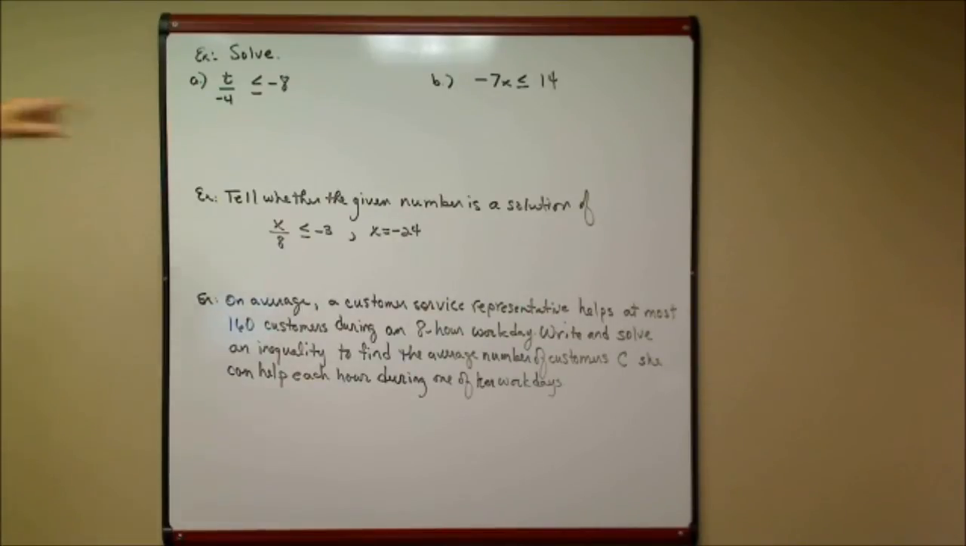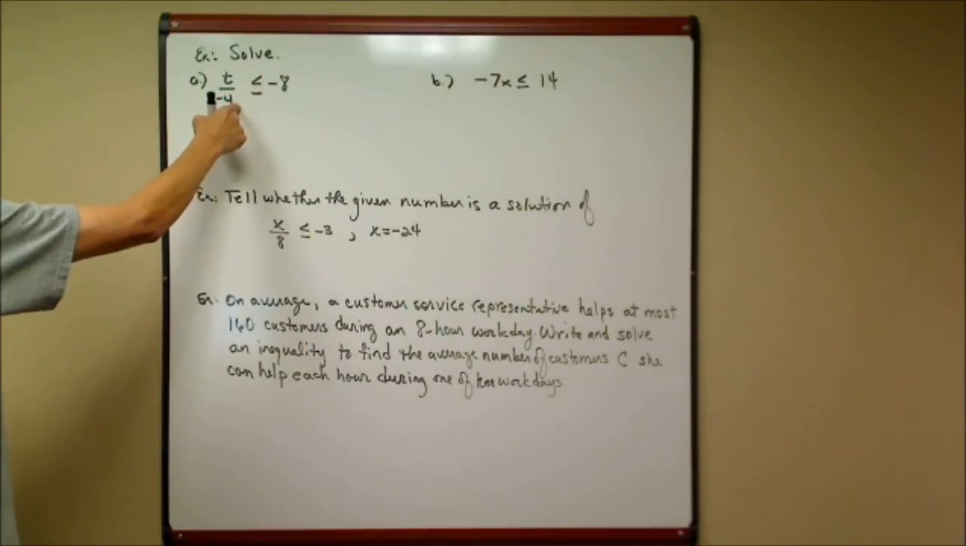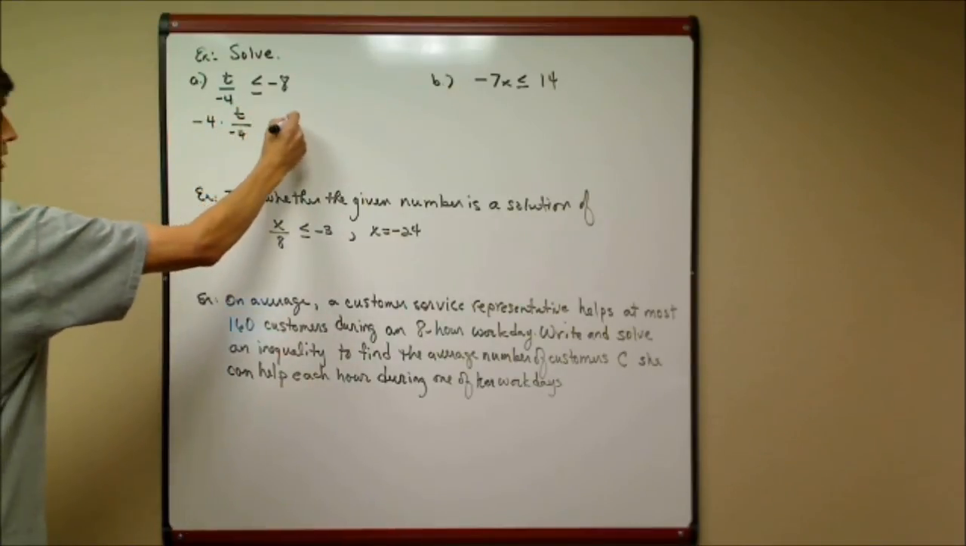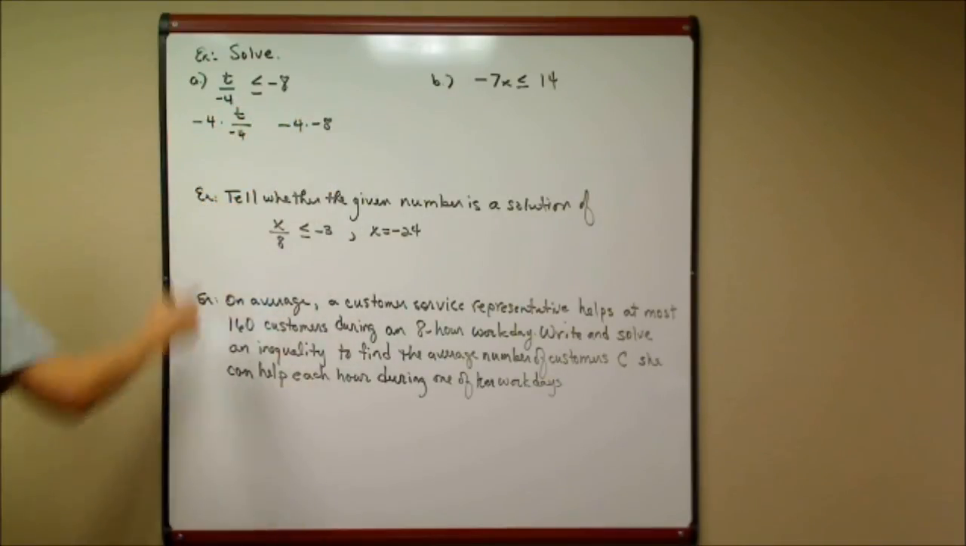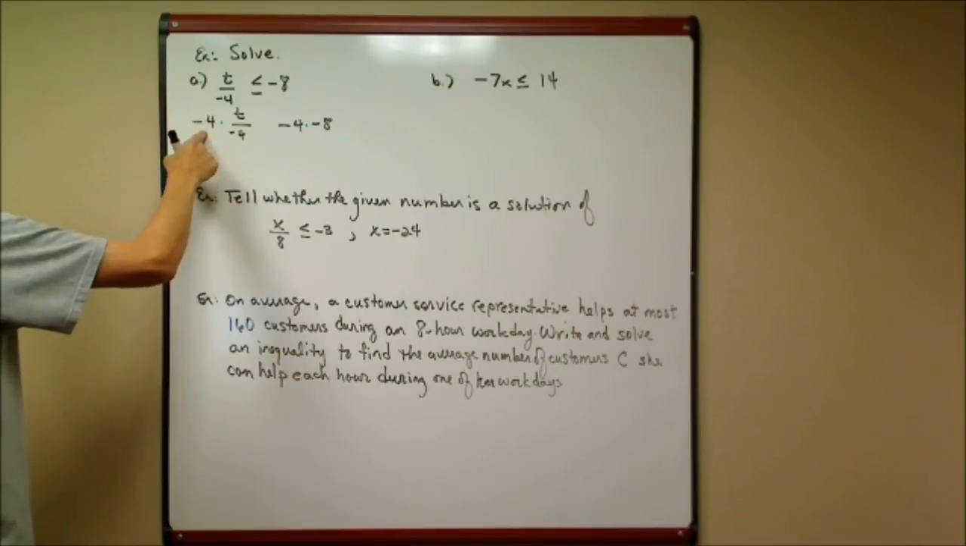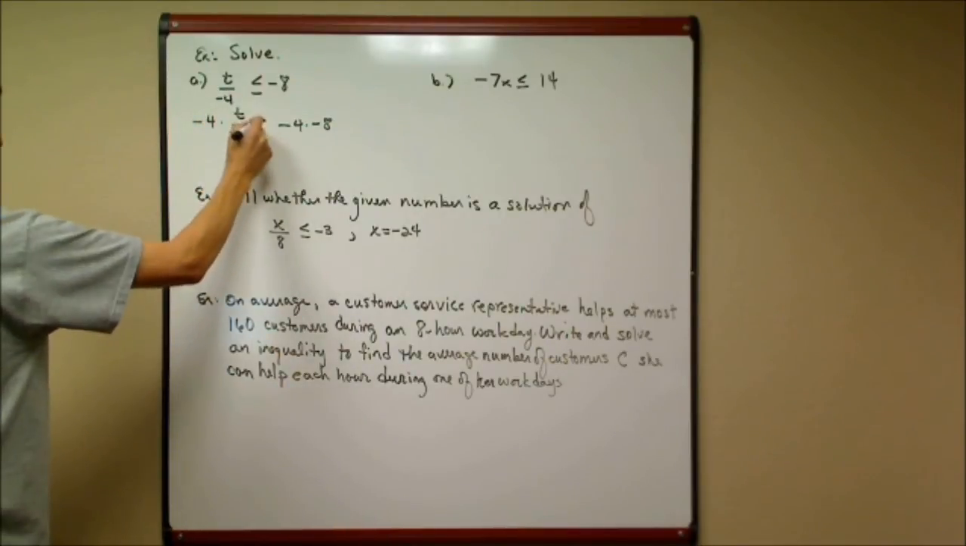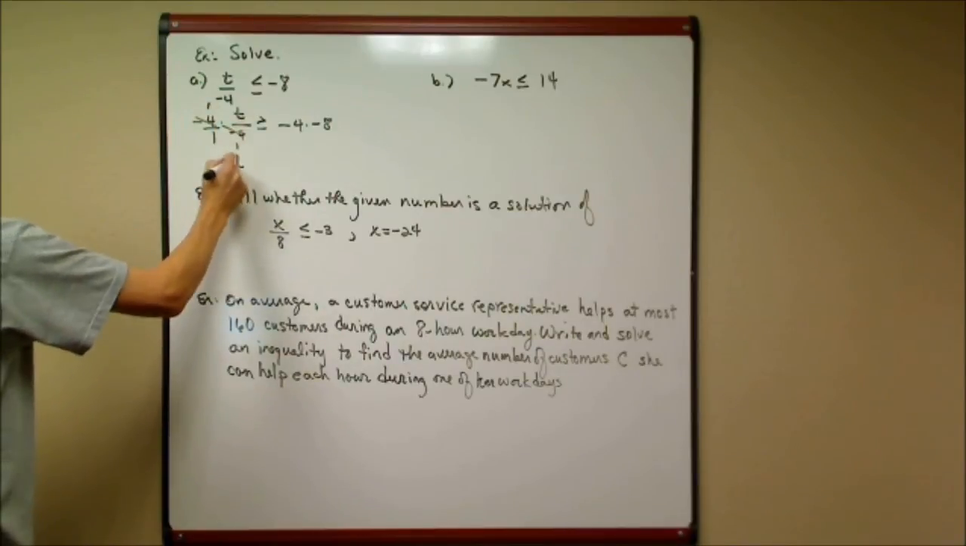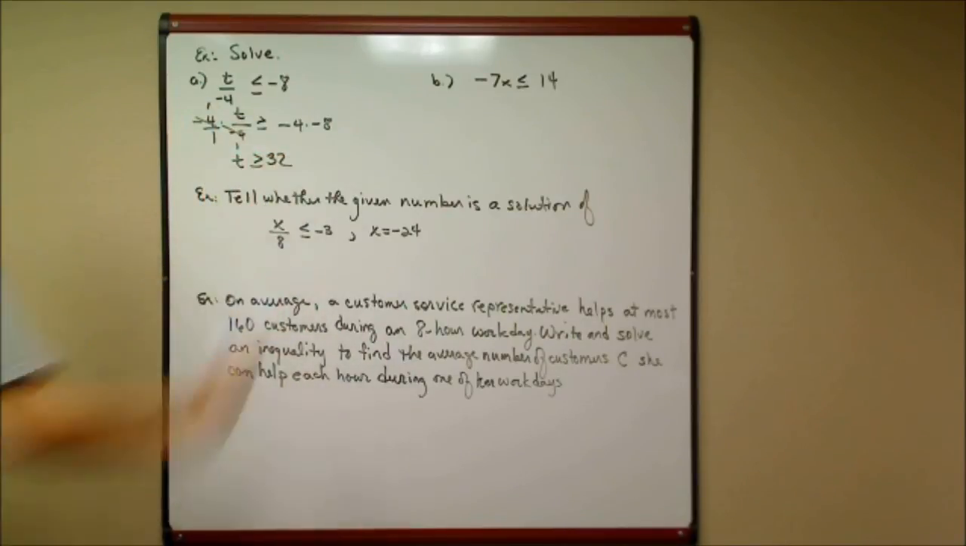T over negative 4 is less than or equal to negative 8. I'm just going to solve this one. I'm not going to bother graphing it. My variable is t. It's being divided by negative 4. That means I have to multiply both sides by negative 4. Because I'm multiplying both sides by a negative, I reverse the order. It becomes a greater than or equal to. This cancels as a factor of 1. I get t is greater than or equal to a positive 32.